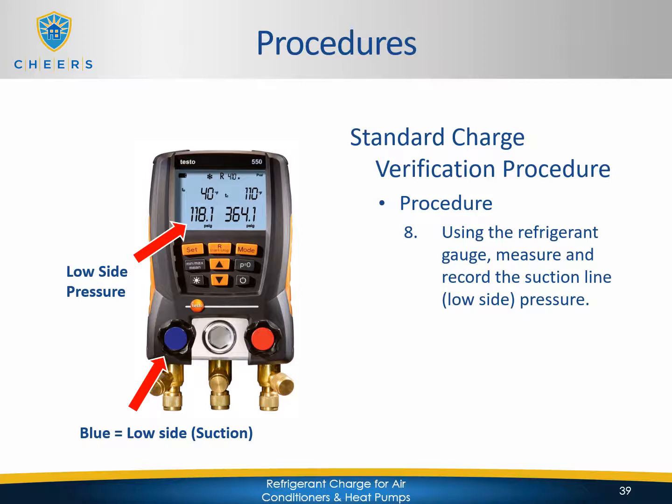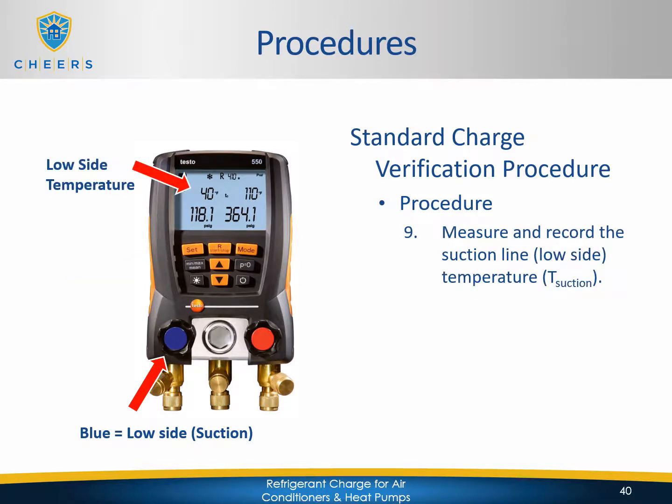Then you want to look at your refrigerant gauge, and using the refrigerant gauge you want to measure and record the suction line, which is the low side pressure. You will then want to measure and record the suction line or the low side temperature, also labeled as T suction. You'll be able to grab these temperature readings directly off your gauge.